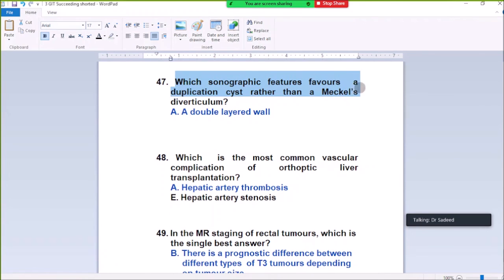47. Which sonographic feature favors a duplication cyst rather than a Meckel diverticulum? Double layered wall. Duplication cyst shows double layered wall. Meckel diverticulum does not show double layered wall.